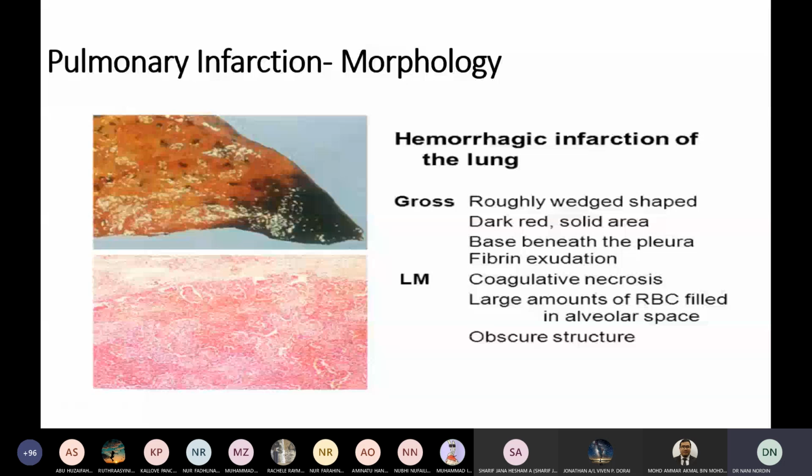This is general pathology. All these questions will be asked back in your professional exam. So what is coagulative necrosis? Anyone?